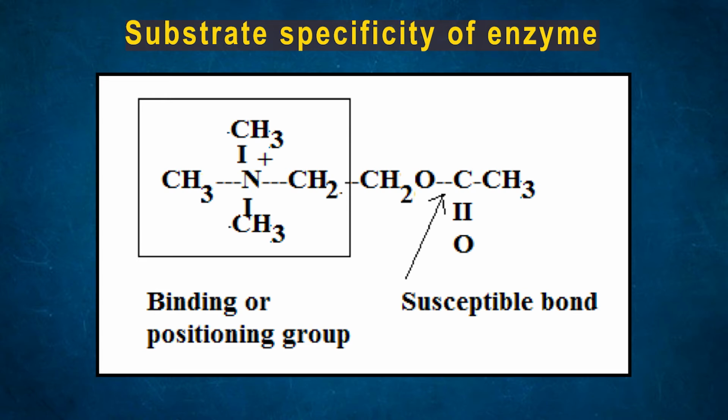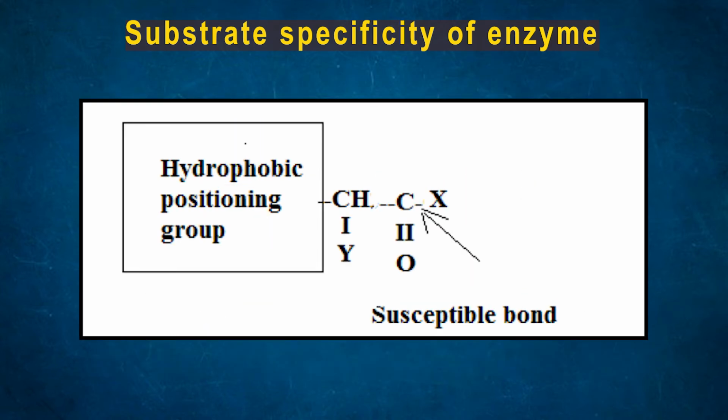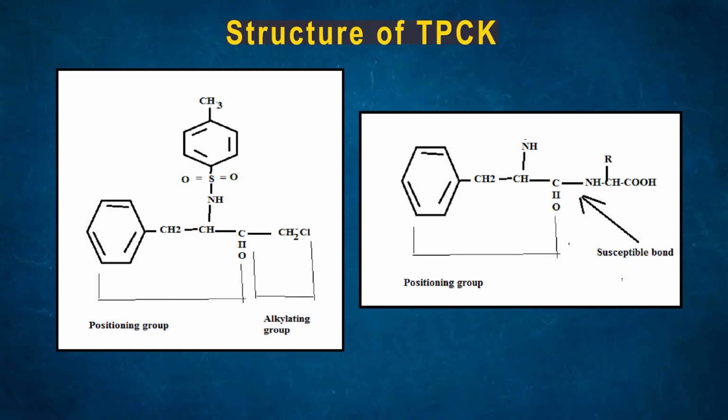In the case of acetylcholinesterase, in acetylcholine we must find the binding or positioning group, that is the quaternary amine, along with the susceptible bond. In the case of chymotrypsin as well, along with a hydrophobic positioning group, the susceptible bond is present. That is why it is called a hydrophobic acyl group transferase. For affinity labeling to find the active site amino acid, chymotrypsin can be treated with TPCK, that is N-tosyl L-phenylalanyl chloromethyl ketone.